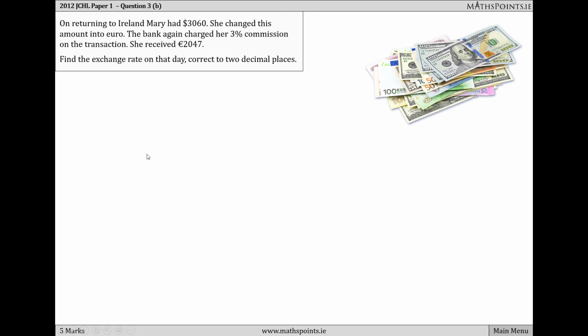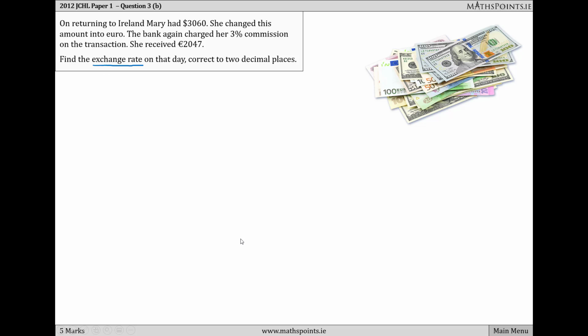The B part of the question tells us that on returning to Ireland, Mary had $3,060. She changed this into an amount in euro, and the bank again charged her 3% on the transaction. She received €2,047. So we're asked to find the exchange rate on that day. So the exchange rate has changed to what it was previously. So how do we find an exchange rate?